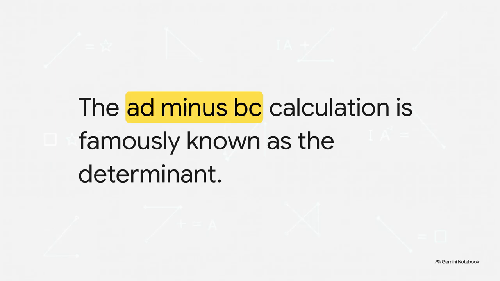It's famously called the determinant. And if we test our new undo matrix by multiplying it against our original matrix A, it works flawlessly. We successfully land right back on the identity matrix. We found the exact mathematical key to reverse the transformation.